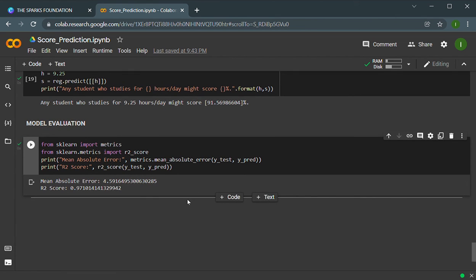For the evaluation of this model, two performance metrics were used: mean absolute error and R-square score. The R-square score can range from a negative value to a positive one, depending upon the efficiency of the designed model. Here we see an R-square score of 0.97, which can be considered as a fairly good R-square score and tells us that the model is successfully predicting the score based on the given data.